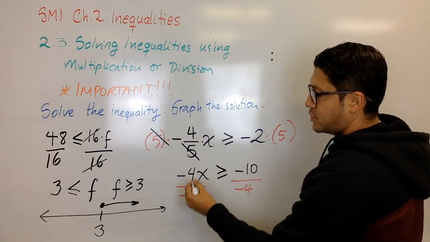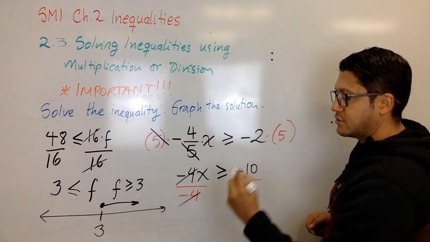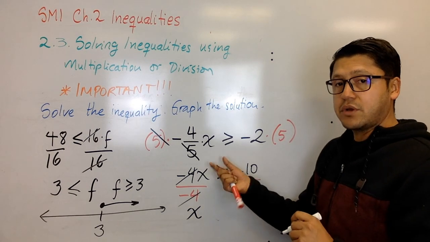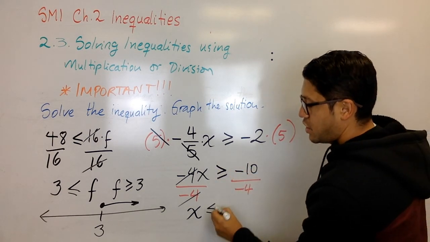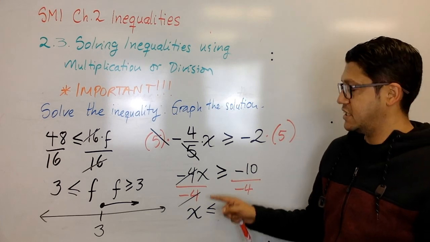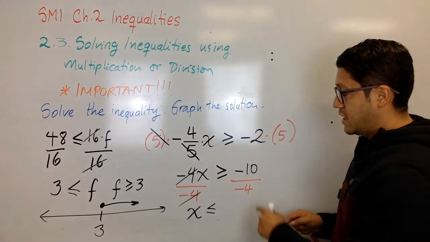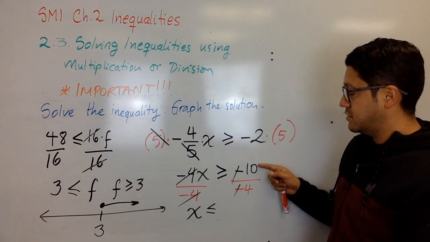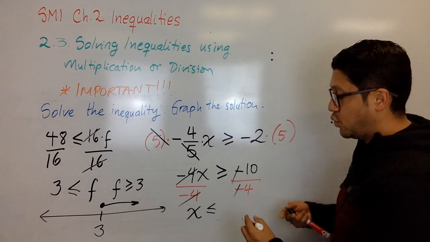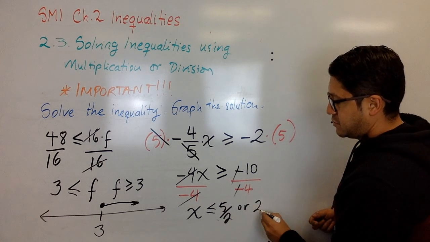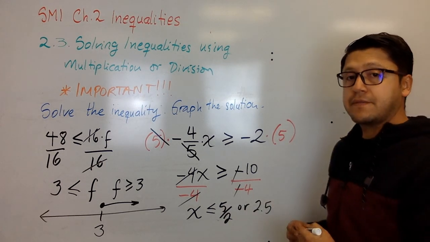In this case, we already know these ones are canceled out and I get an x right here. But this time we are going to change the orientation of the inequality to a less than or equal to instead of a greater than or equal to. Negative and negative, well, that leads to a positive answer. This is going to be 5/2, or if you want to do it as a decimal, 2.5.